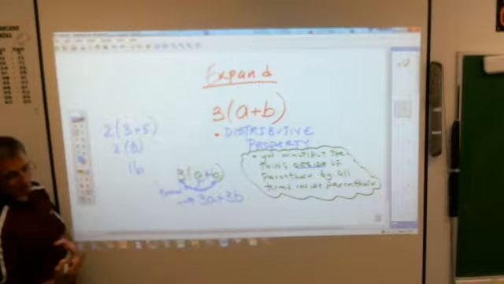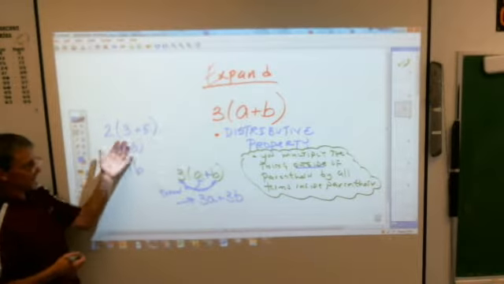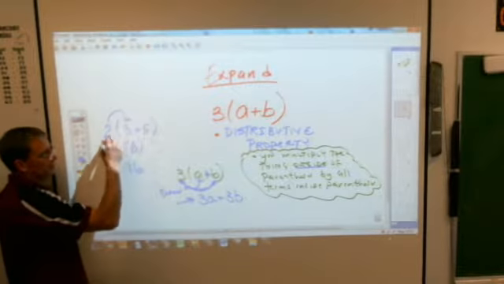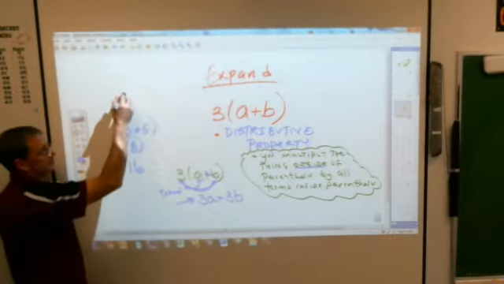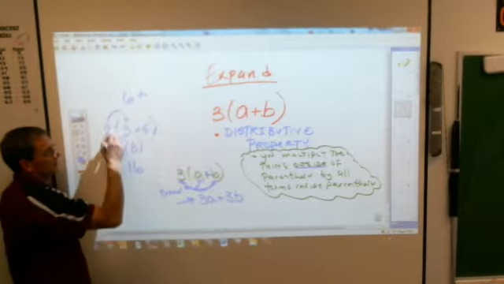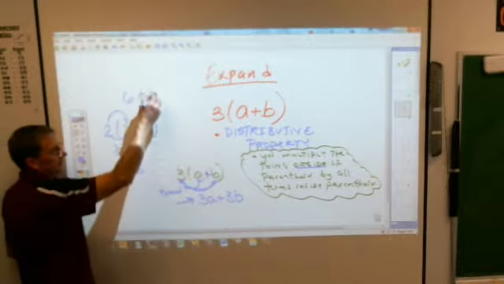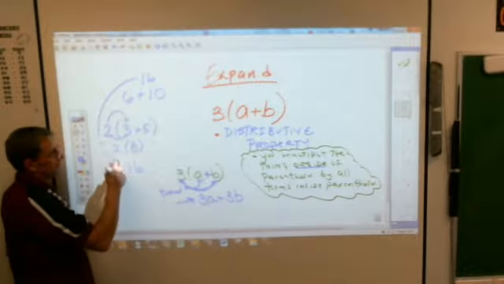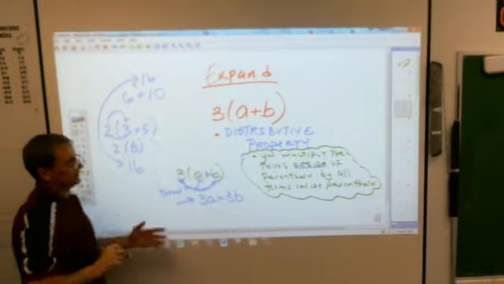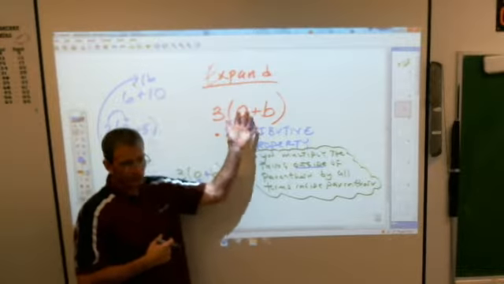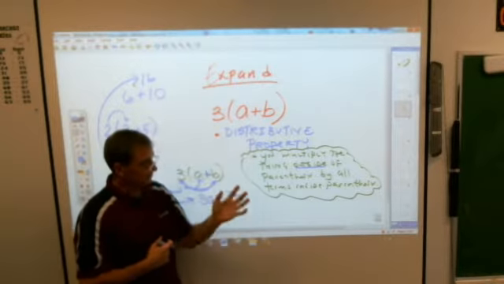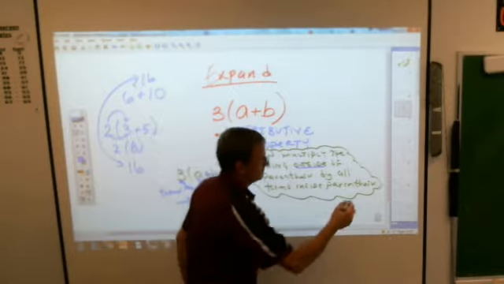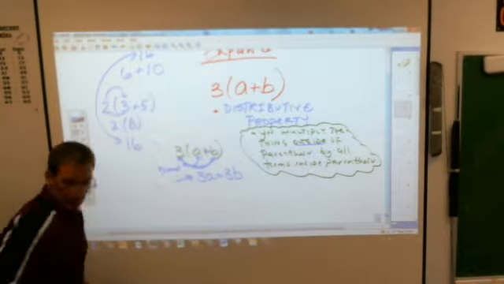Well, look and see if we do the distributive property instead. I distribute this 2 out to both of these. What's 2 times 3? 6. 6 plus, what's 2 times 5? 10. And 6 plus 10 is 16. It works either way you do it. The difference is, in the case with letters, you can't add those together, so your only option is to do the distributive property to get them to go away. Okay? Now, let's look at a couple more examples.